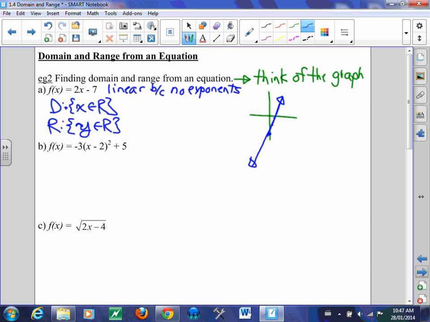All right. Taking a look at our B, we notice that this is a parabola in vertex form. So it's a quadratic.